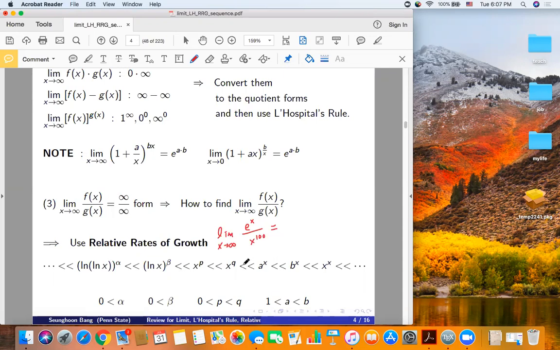So I'm going to use this relative rate of growth table. The e to the x is here, and the x to the 100 is here. Which one is growing faster? E to the x is growing faster than x to the 100. Answer is infinity. The opposite, the limit as x approaches infinity of x to the 100 over e to the x, is going to 0. The bottom one is growing faster than the top one, so 0.